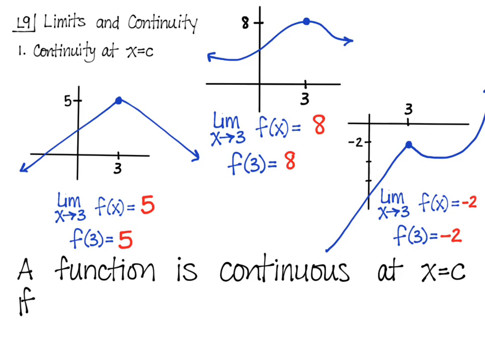This is the definition of a function being continuous at a particular value for x. So a function is continuous at x equals c if the limit as x is approaching that c of the function is equal to the value of the function evaluated at that c.